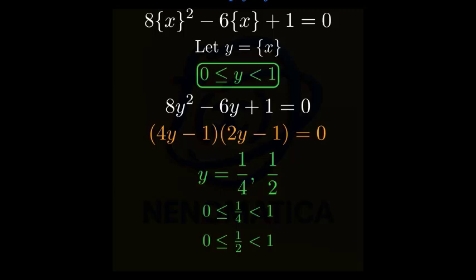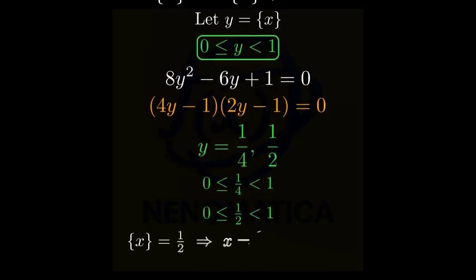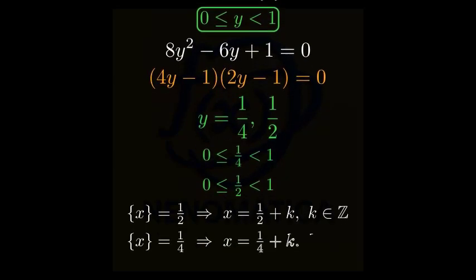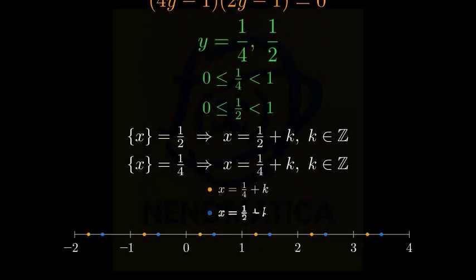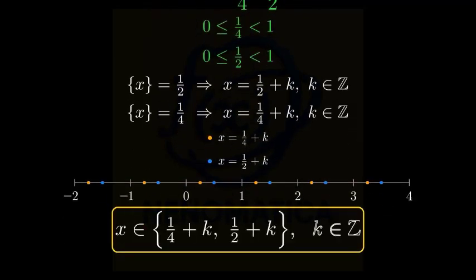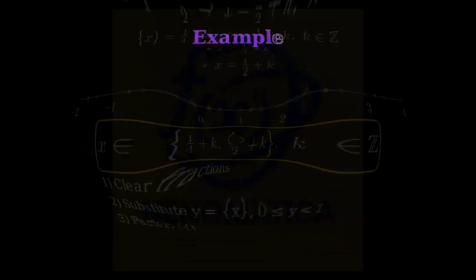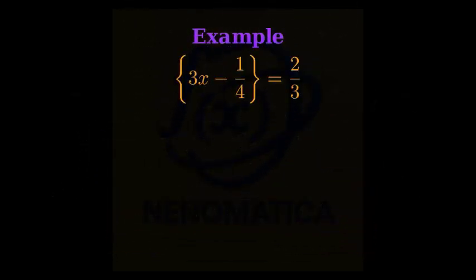Step 4. Back substitute to find x. If the fractional part of x is 1/2, then x equals 1/2 plus K, where K is any integer. If the fractional part of x is 1/4, then x equals 1/4 plus K, where K is any integer. This shows the solutions are periodic, with period 1 along the number line. Therefore, the complete solution set is all x of the form 1/4 plus K, or 1/2 plus K, for any integer K.